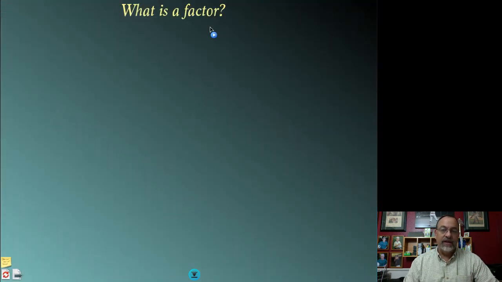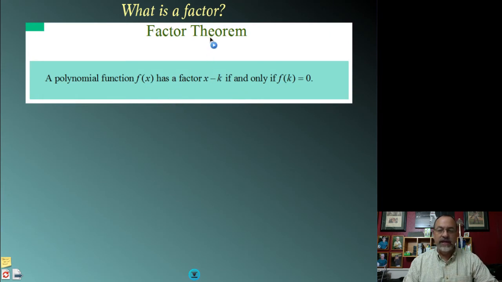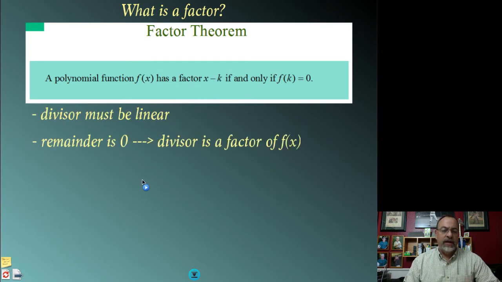Now, if it divides evenly, it's a factor, because a factor is any time you get a remainder of 0. So the factor theorem says if you divide x minus k into a polynomial and you get a remainder of 0, then this will be a factor of the polynomial into which you're looking. So again, the divisor must be linear and the remainder must be 0. Then we have this. So combining these two theorems together, we can determine whether a linear expression is going to be a factor of the polynomial before we even go through the process of doing the division.